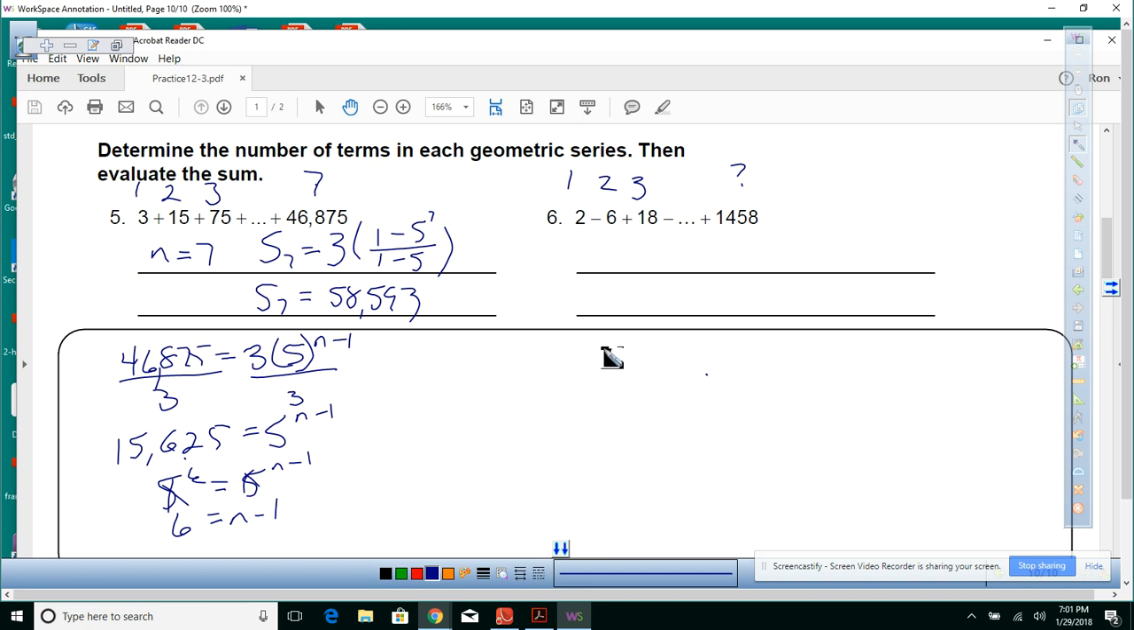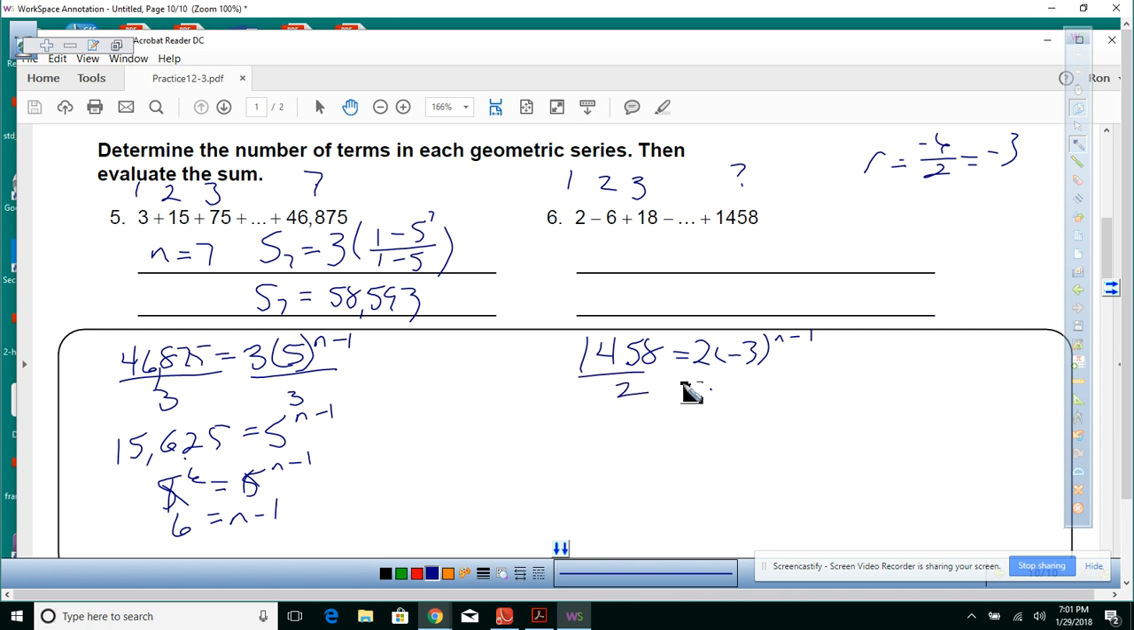All right. Cool. So here we need to, this is 1, 2, 3, and we don't know there. All right. So let's see here. 1,458 equals A sub 1, and then we have R. Let's see, R equals negative 6 over 2. That gives me negative 3. So that's going to be 2 times negative 3 to the n minus 1.